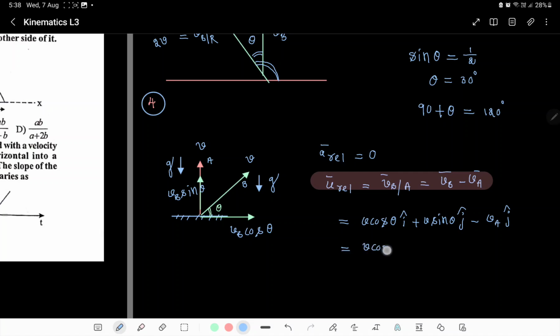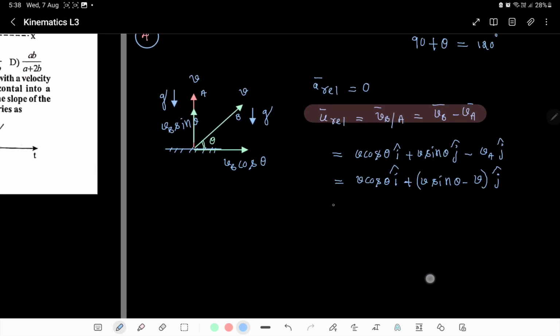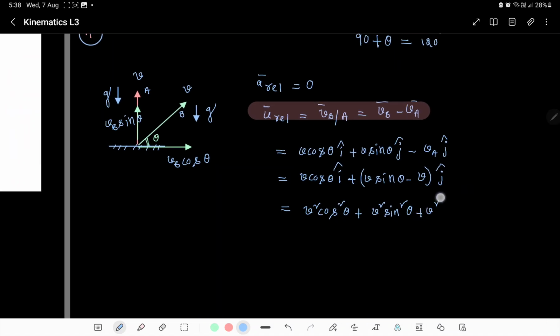That is equal to V cos theta i cap plus (V sin theta minus V) j cap, since the velocity of A is V. Now if I find the magnitude, it will be the square root of V square cos square theta plus V square sin square theta plus V square minus 2V square sin theta.